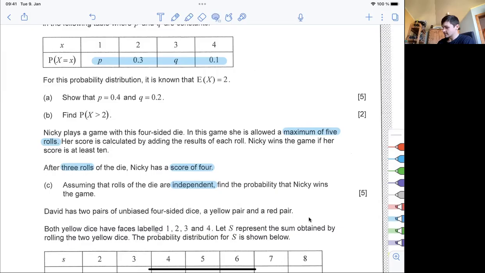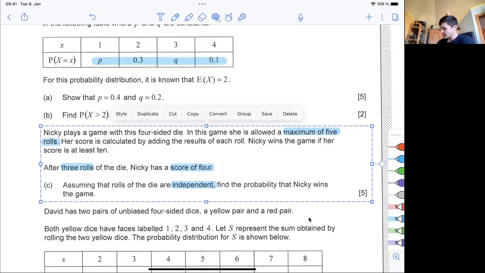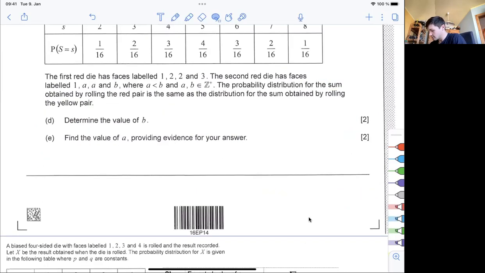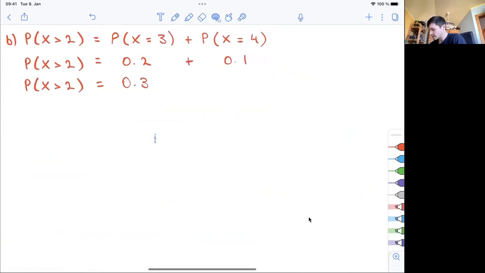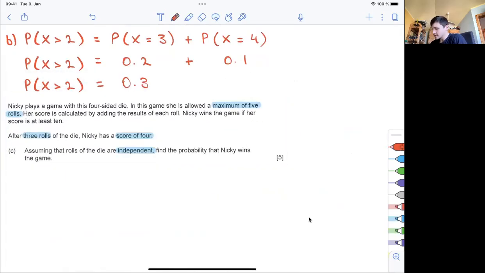All right, let's copy down information to a new page, and we'll go from there. We'll put it in here. So if she's already done 3 rolls, that means she must have 2 left. So we'll put in C here.